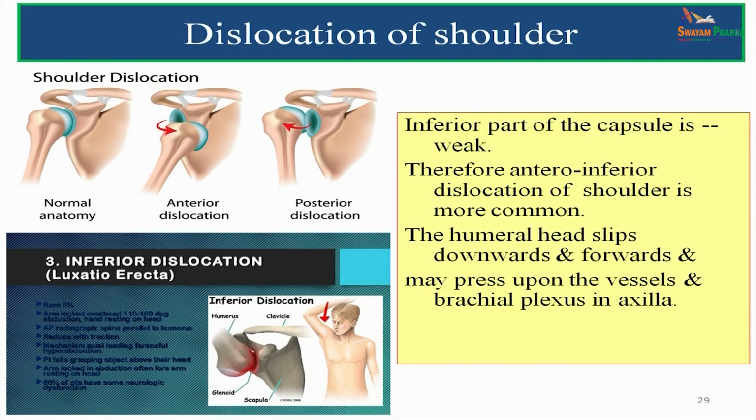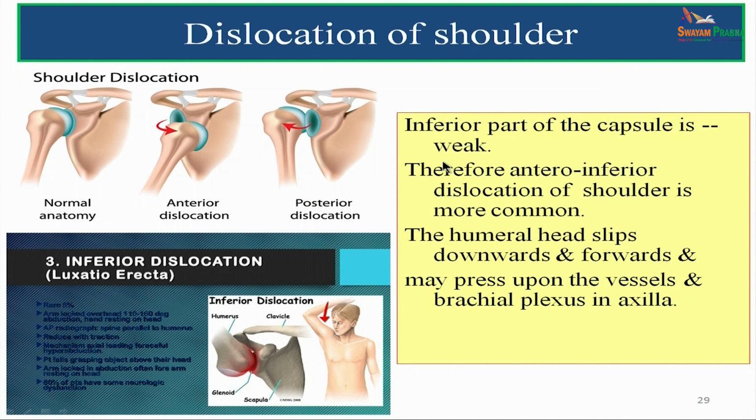Dislocation of shoulder. We saw in the earlier session that shoulder joint is highly movable joint, but at the expense of stability. So, shoulder joint, since it is highly movable, definitely its stability is compromised. So, it is one of the joints which goes in for dislocations easily. The inferior part of the capsule is weak because there is no muscular or ligamentous support along the inferior aspect of the shoulder joint. Therefore, antero-inferior dislocations of shoulder joint is common.